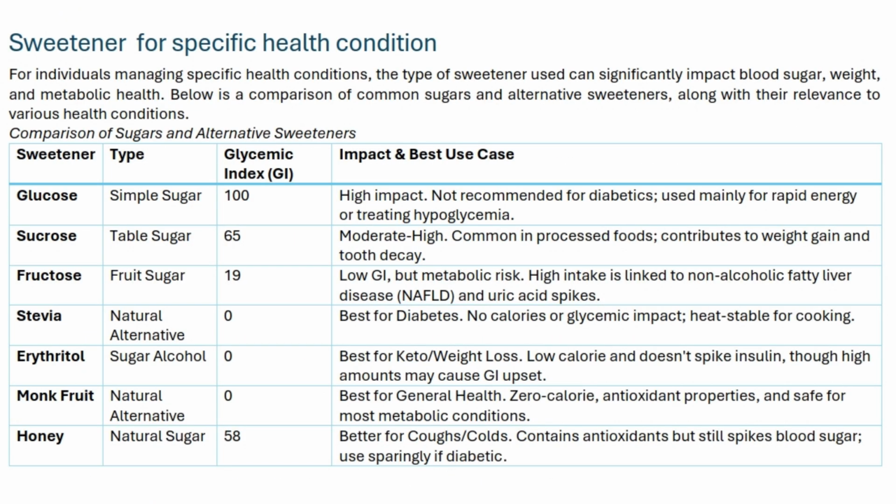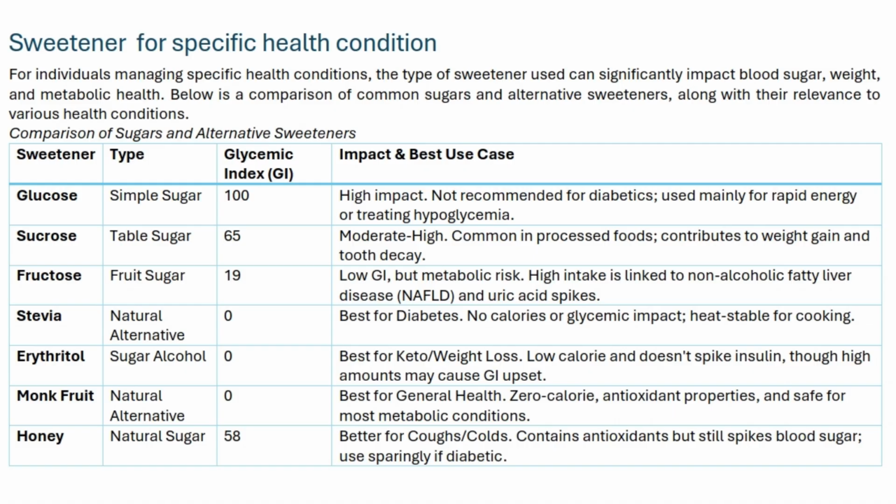The choice of sweetener can significantly influence health outcomes for individuals managing specific conditions, particularly concerning blood sugar levels, weight, and metabolic health. A comparison of various sweeteners reveals their glycemic index (GI) and suitability for different health scenarios. Glucose, a simple sugar with a GI of 100, is not recommended for diabetics due to its high impact on blood sugar, primarily serving as a rapid energy source or for treating hypoglycemia.